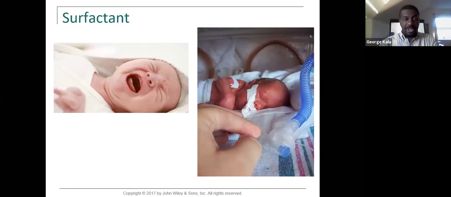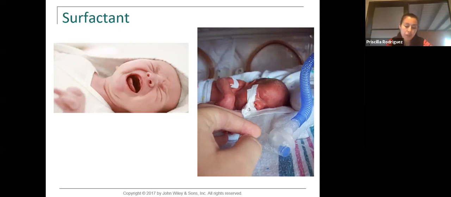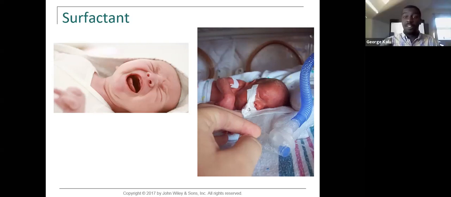Any questions on surfactant here? If they inject the mom with it, is it a synthetic version of surfactant, or what is it that they inject her with? It's not a synthetic version. It's not surfactant itself, but it's something that jumpstarts the baby's ability to start producing surfactant.